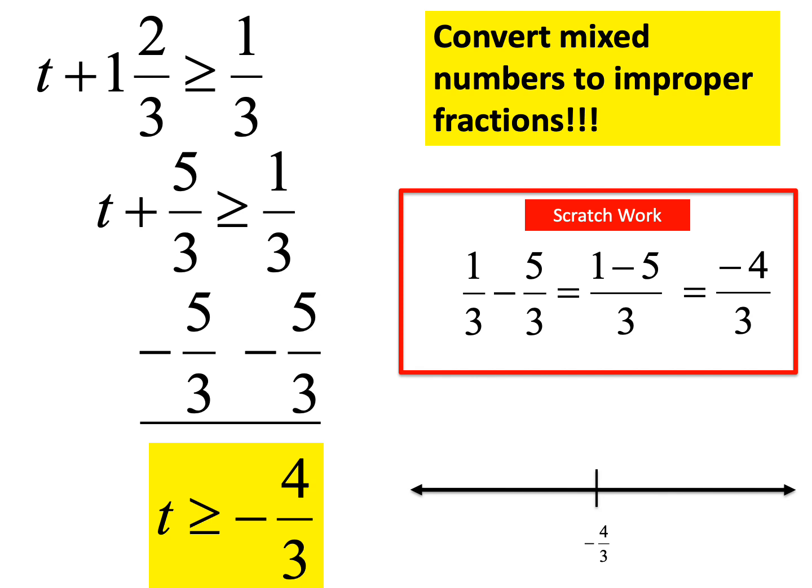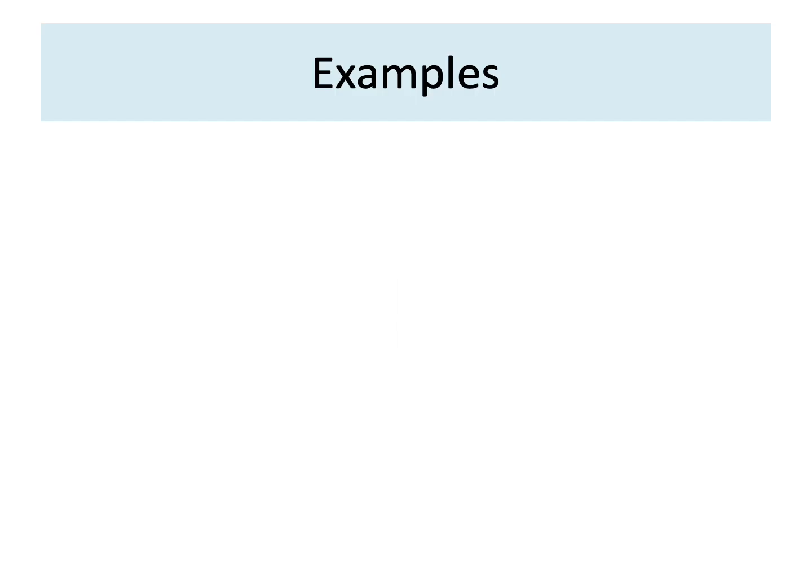But using this technique, all you've got to do is put one number. That would be a closed circle. The answers are bigger than or equal to negative 4/3. All numbers that are bigger are to the right. So fractions aren't too bad.